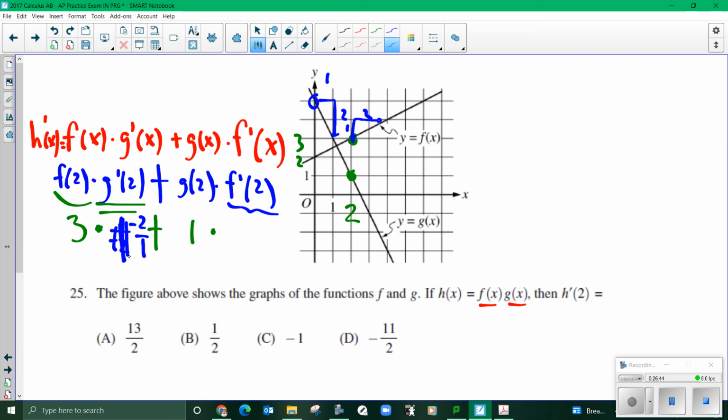Almost made a boo-boo. The slope of f of x goes up 1 and over 2, both in a positive direction. All right, well, we got negative 6 plus a half. So that'd be negative 5.5, which would be negative 11 over 2. Okay? Choice D. Woo! I mean, take your time. Don't go fast. It's when you make boo-boos.